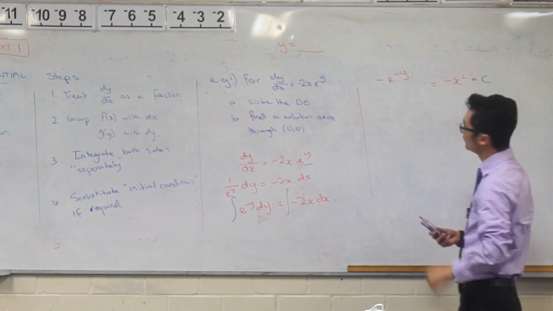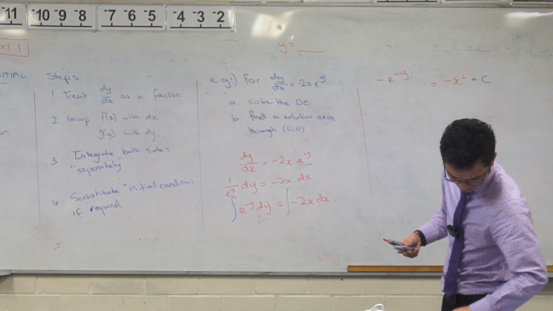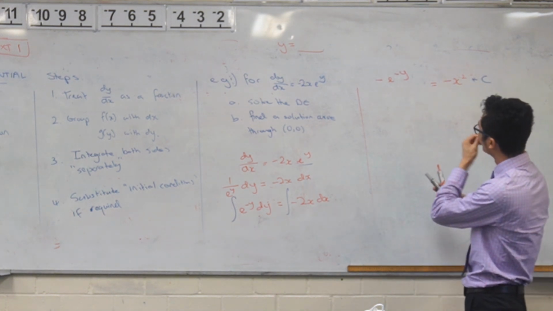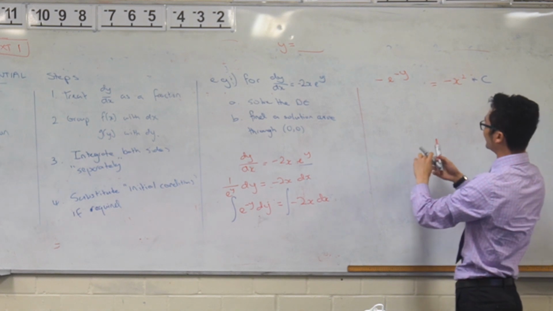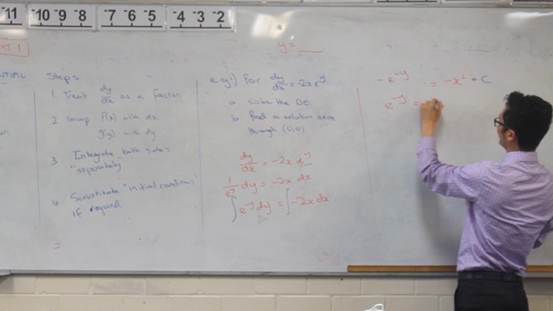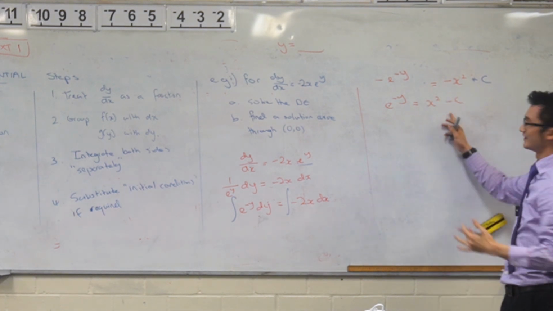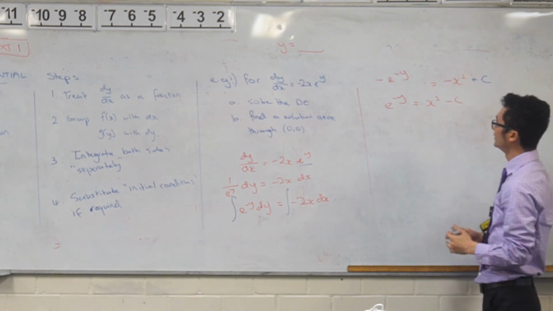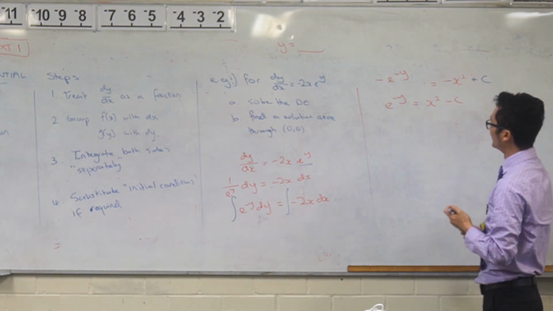Okay, so before we do that though, I don't like this negative here, so I'm actually going to get rid of that. And I have e to the negative y is equal to... Now, if you'd like, you can have x squared minus c. But again, that c is just going to be a different constant anyway. But you can leave it like that if you wanted. Cool.